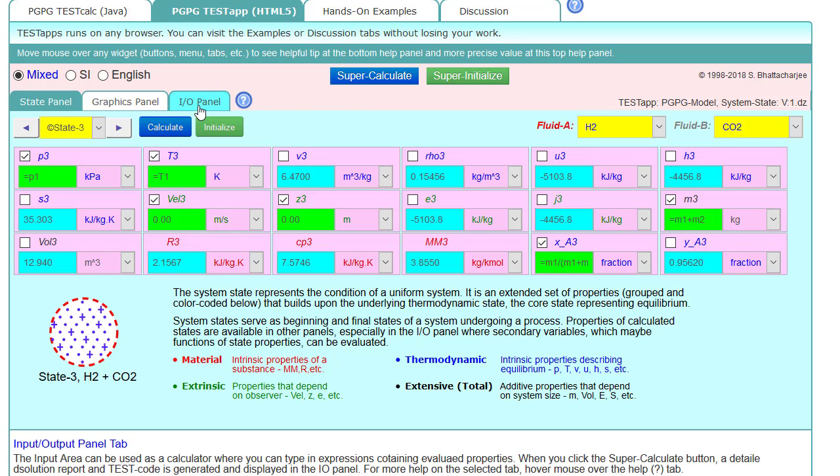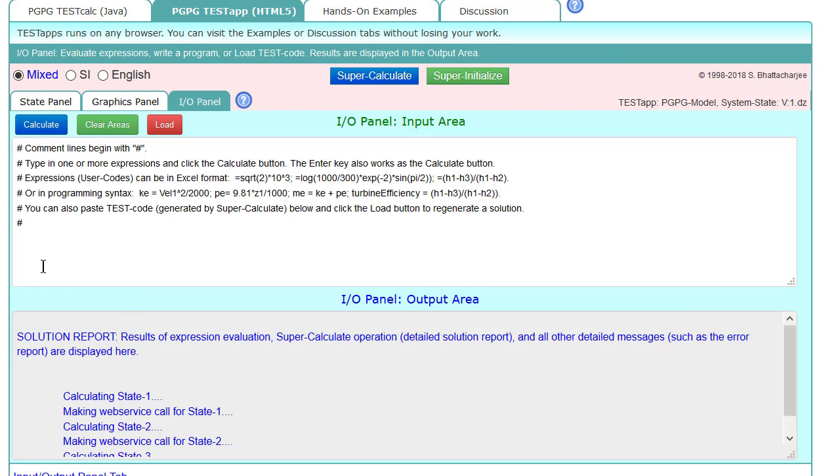So now we can go to the I/O panel to calculate the entropy difference. You could do this a few different ways. You could do it all in one line. I like to do it in a few separate lines just to keep it organized. So I would say S initial gets the mass of mass 1 times the specific entropy of state 1 plus the mass of 2 times the specific entropy of state 2. So that's the initial entropy.